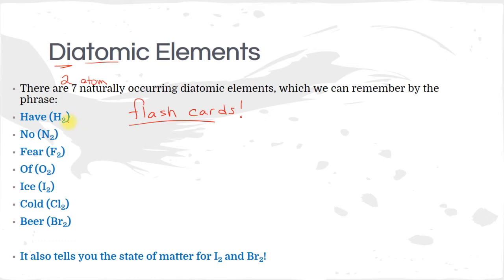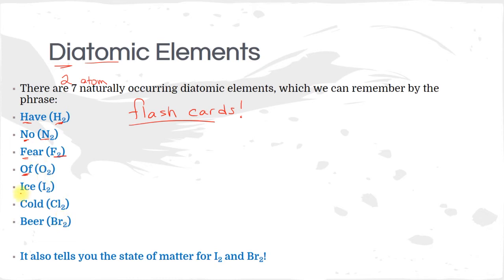The first one is to use this mnemonic: have no fear of ice cold beer. And the reason I like this one, the beginning of each letter correlates with an element, right? So N is nitrogen, F is fluorine, not iron. A lot of people see Fe and think iron, but it's just fluorine. There aren't any metals that are diatomic. You'll notice these are all nonmetals.